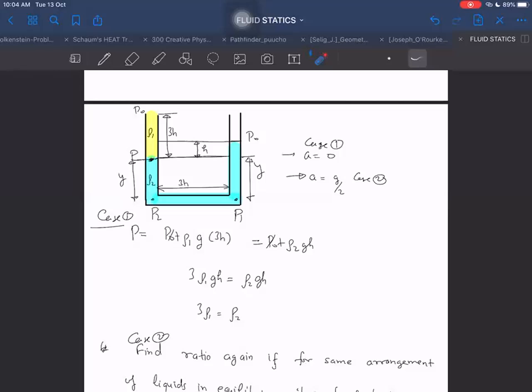So, I am saying that there are two arrangements here. Case 1 when acceleration is 0. Case 2 when acceleration is g by 2. Now you do the same question for case 2 when it has acceleration g by 2. Yes, do for that case.